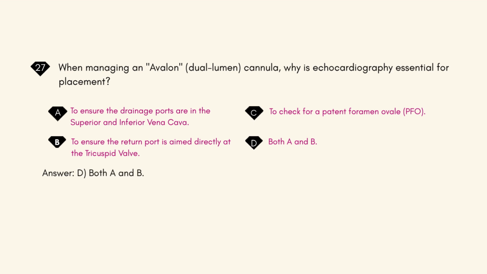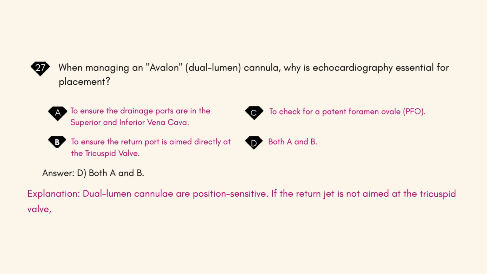Answer: D. Both A and B. Explanation: dual-lumen cannulae are position sensitive. If the return jet is not aimed at the tricuspid valve, recirculation increases dramatically and oxygenation fails.